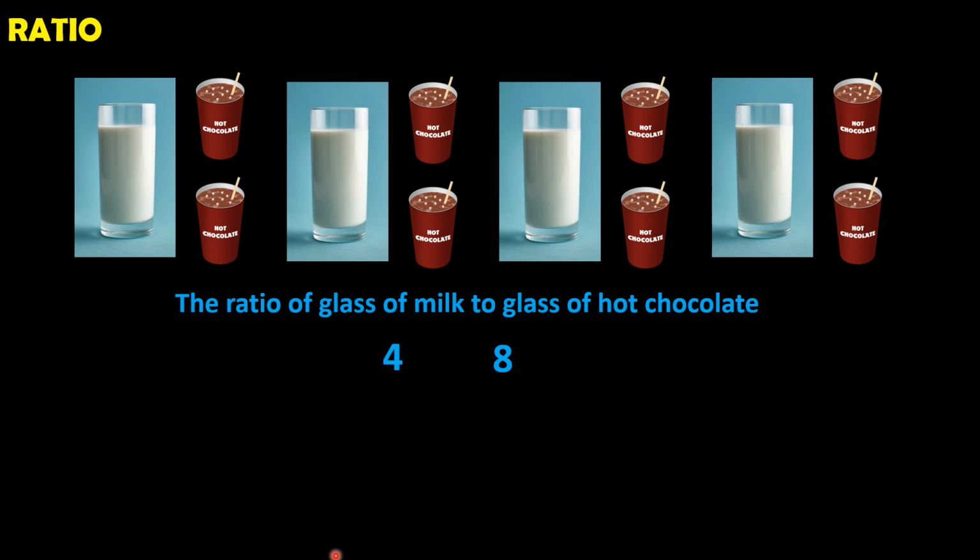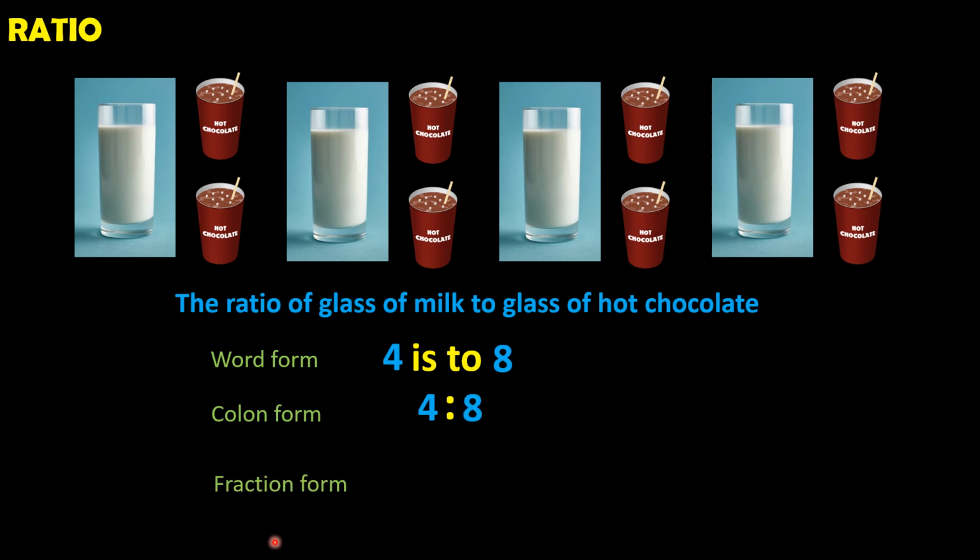Now, we can also use the words is to indicate ratio. Meaning to say, there are 4 glasses of milk for every 8 glasses of hot chocolate. Or simply, 4 is to 8. Now, we can consider this as a word form of expressing ratio. Another way to express ratio is using the colon form. So instead of using the words is to, papalitan lang siya ng colon.